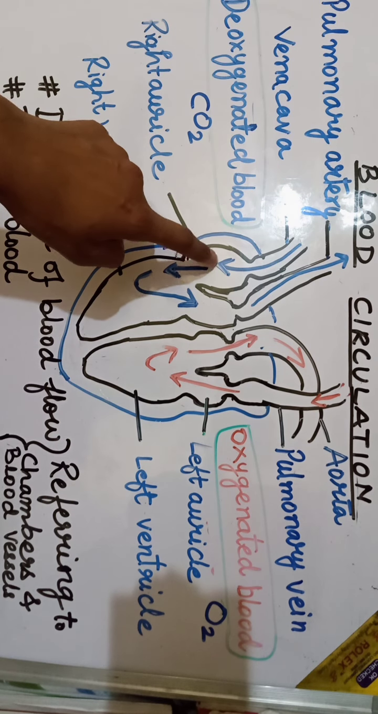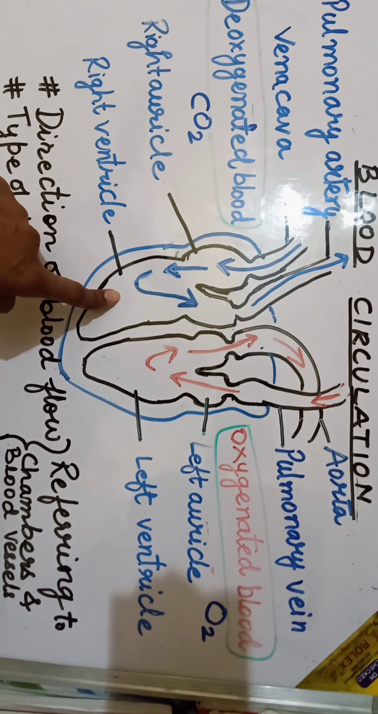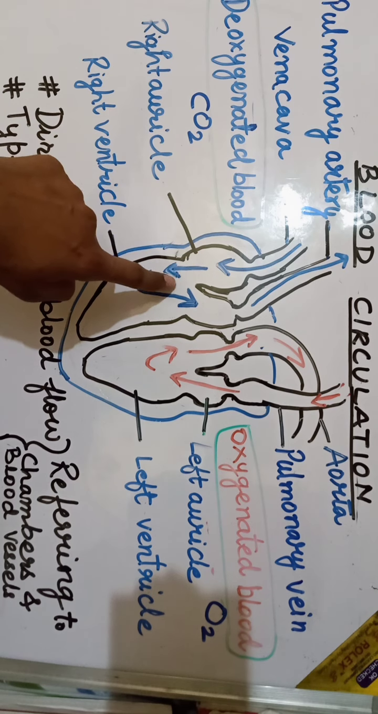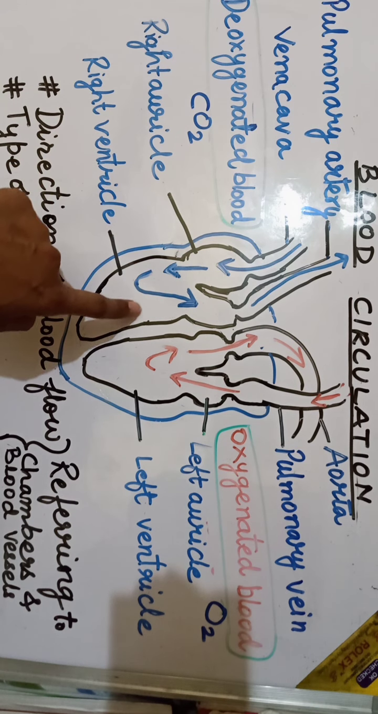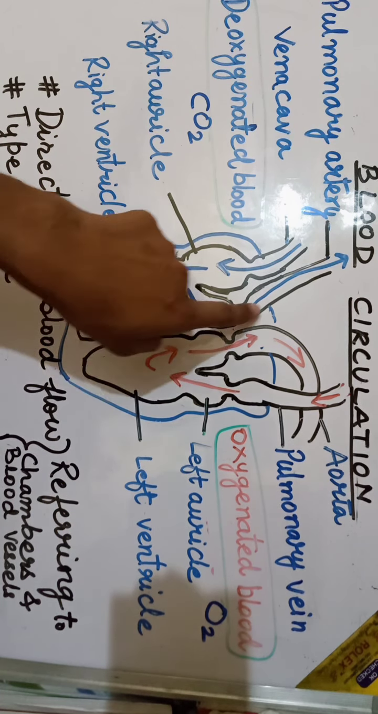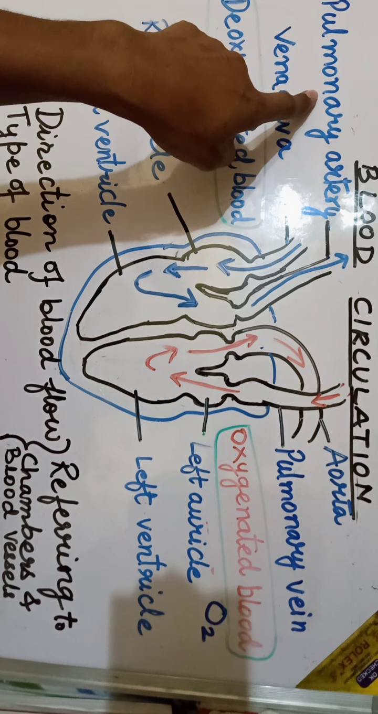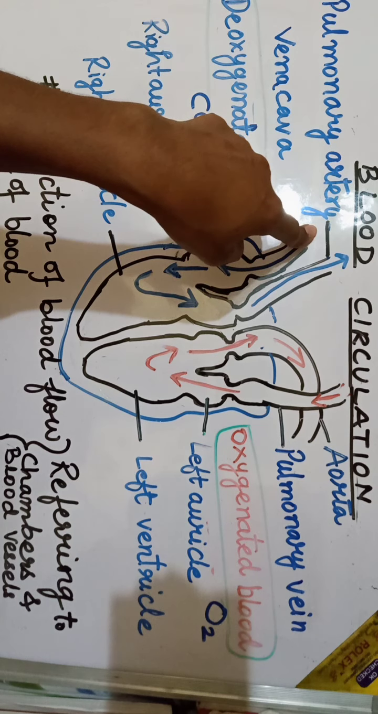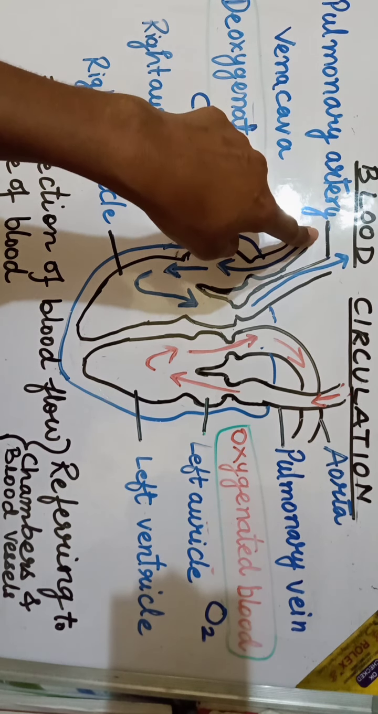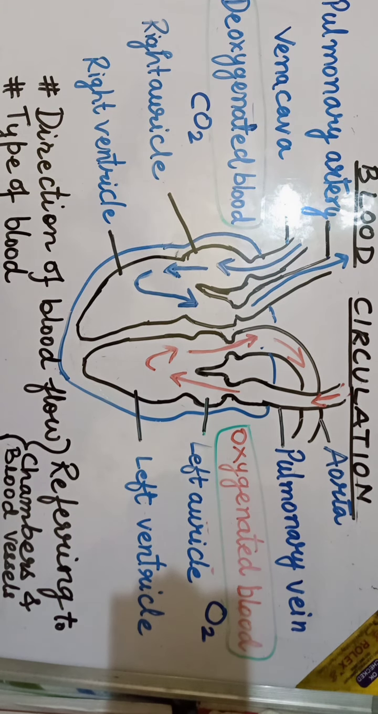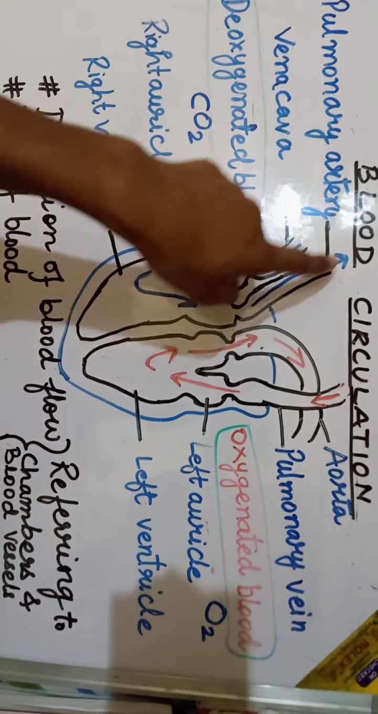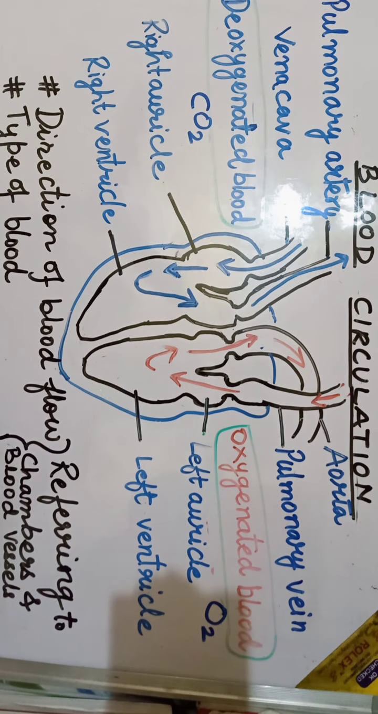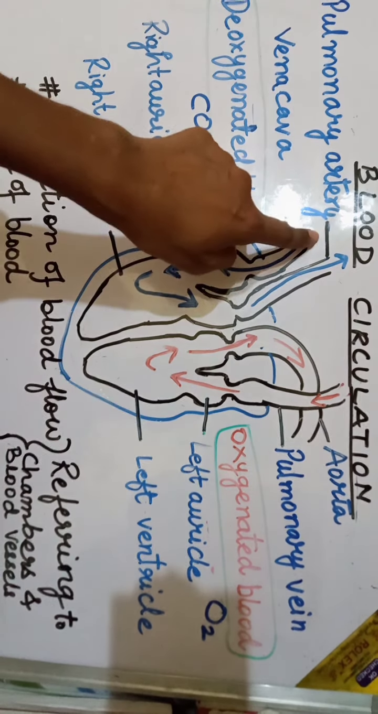And this deoxygenated blood coming to the right ventricle, passing through the tricuspid valve, and is taken away by the pulmonary arteries to the lungs for oxygenation, or you can say for purification. The correct term is for oxygenation. So the deoxygenated blood is gone for oxygenation to the lungs.